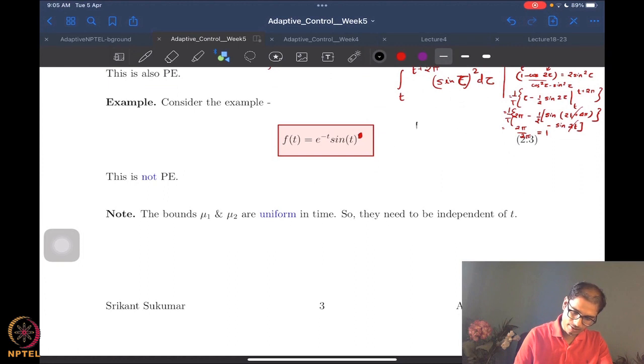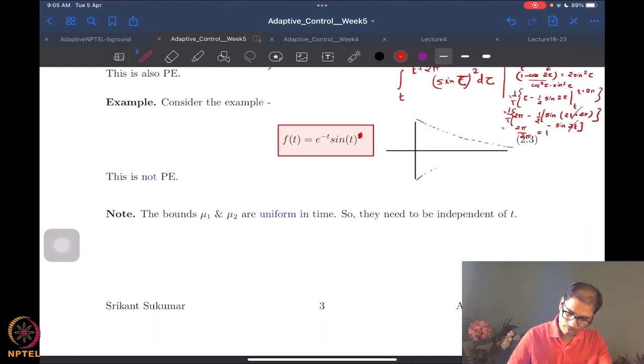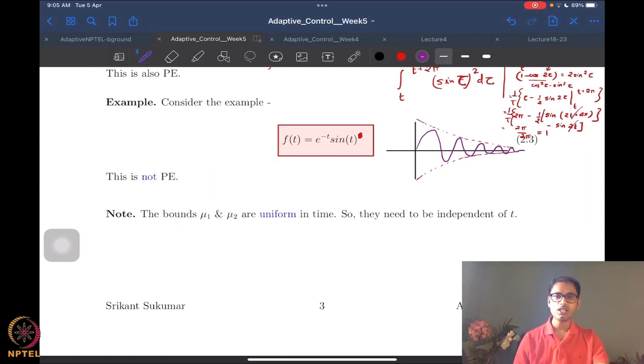If you look at how the signal evolves, this will really start to decay very fast. If we make this envelope, e to the power minus t, then this sinusoid will lie between this, and it'll start to decay very fast.